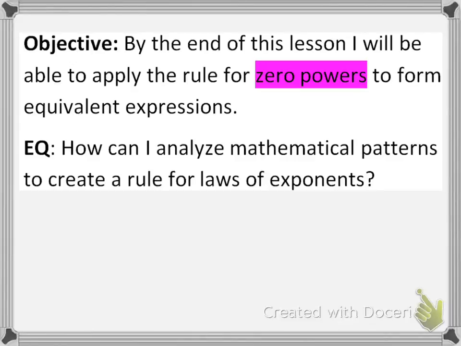Objective. By the end of this lesson, I will be able to apply the rule for zero powers to form equivalent expressions. Essential question. How can I analyze mathematical patterns to create a rule for laws of exponents?